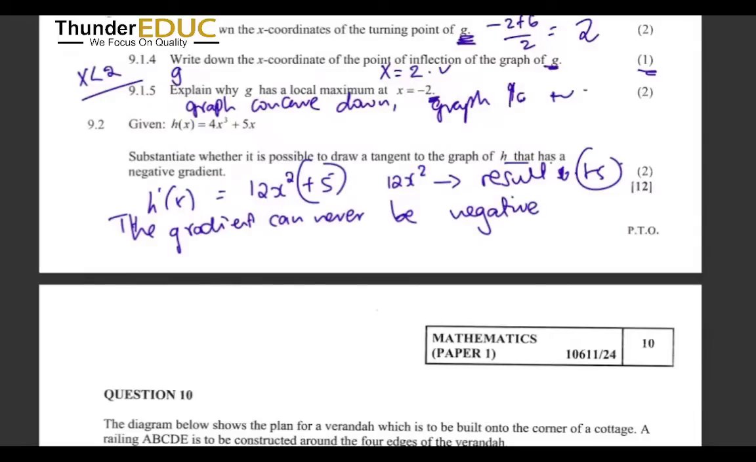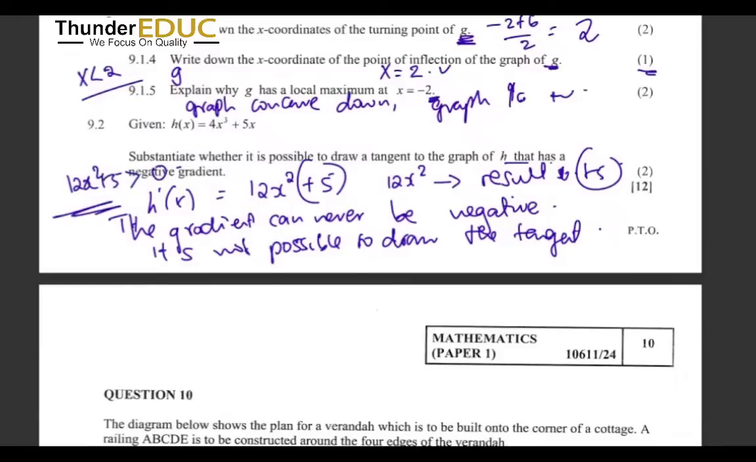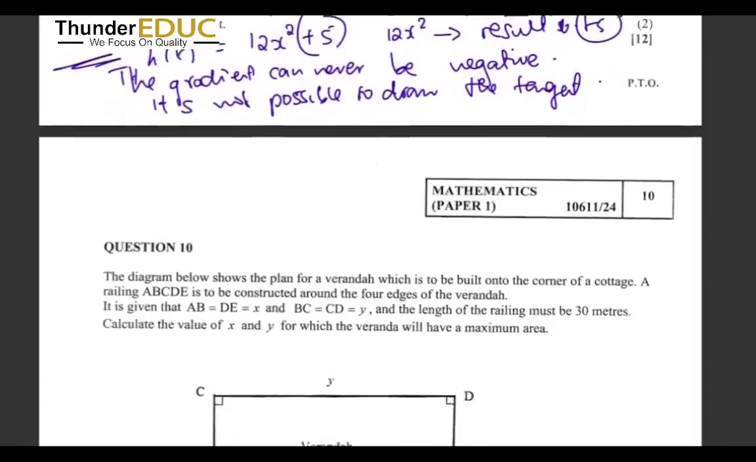The gradient can never be negative because for whichever number you replace here, any integer you replace for x, the answer is always positive. Since the gradient can never be negative, it's not possible to draw the tangent. So 12x squared plus 5 is greater than 0. So it's not possible. That is my explanation for 9.2.